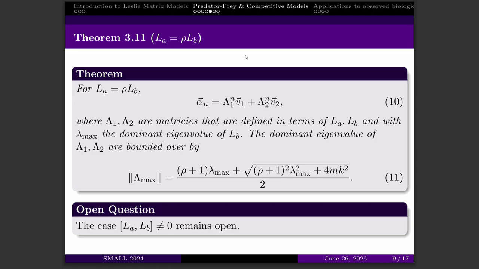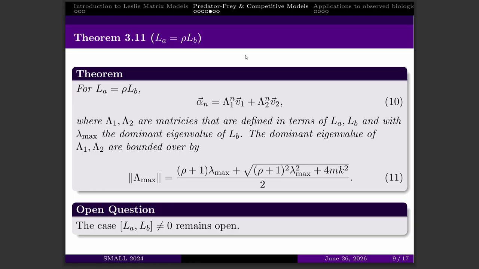Okay, but what about the general case when the number of age groups large N is greater than 1? We were able to address one particular case where the Leslie matrix of the predator is a scalar multiple of the Leslie matrix of the prey. In these cases, we notice that the predator population alpha of n is described by growth matrices large lambda 1 and large lambda 2 that are defined in terms of LA and LB. B1 and B2 are some initial population vectors. Now, the dominant eigenvalues of lambda 1 and lambda 2 are bounded above by the quantity in 11.